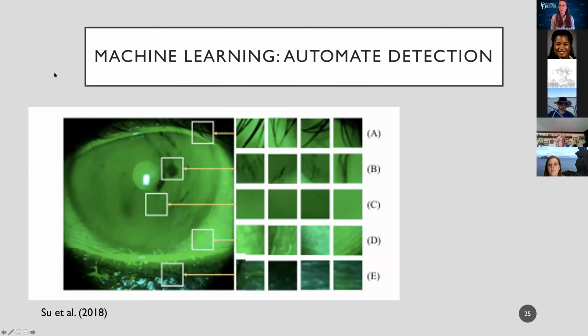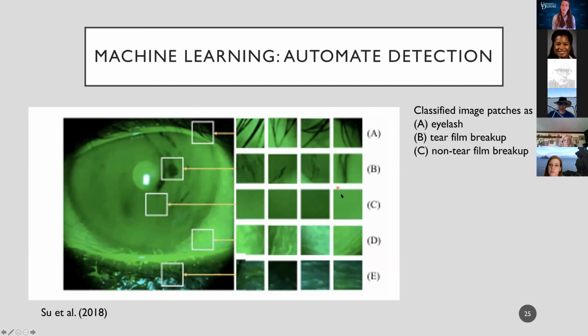And what we did was we were classifying these little squares that we call image patches. And we're trying to determine what's going on in the cornea in that little square. Is it an eyelash? Is it tear film breakup? Is it not tear film breakup? Is it the white of the eye or the sclera? Or is it the eyelid? Okay, and we're really concerned with B and C, tear breakup and not tear breakup.